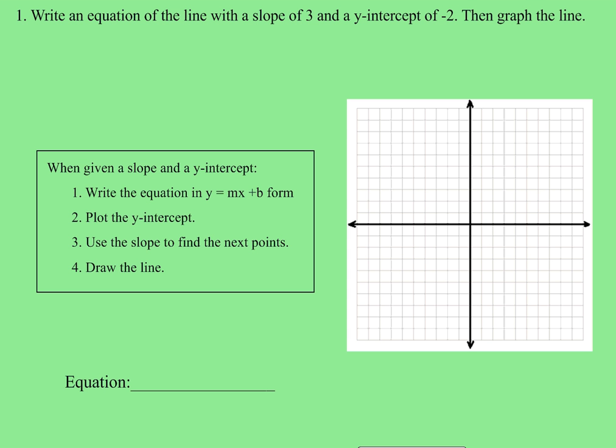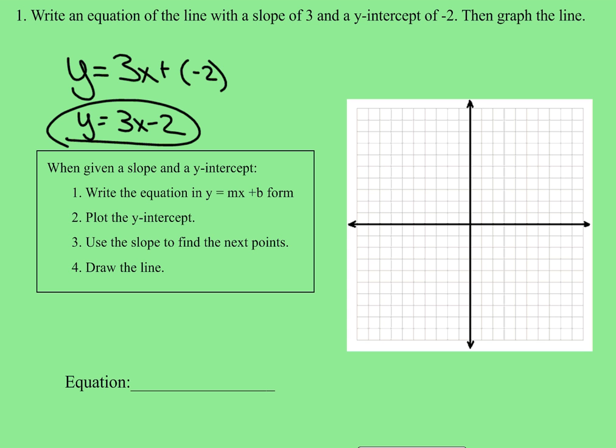So here, write an equation of the line with a slope of 3 and a y-intercept of -2, and then graph the line. So slope of 3, y-intercept of -2, so it's going to be positive 3x plus a -2. So that's going to be y equals 3x minus 2. There it is. So plot the y-intercept. The y-intercept is going to be at -2.